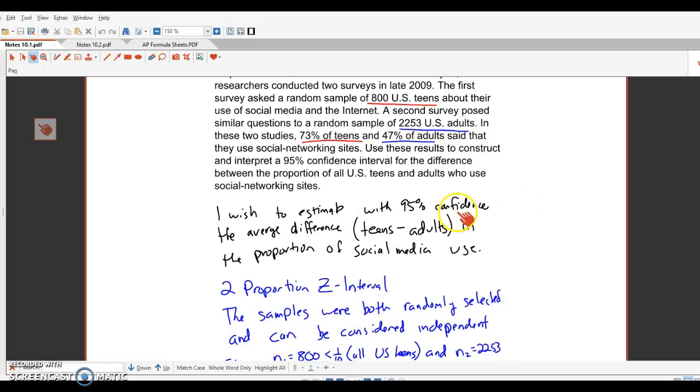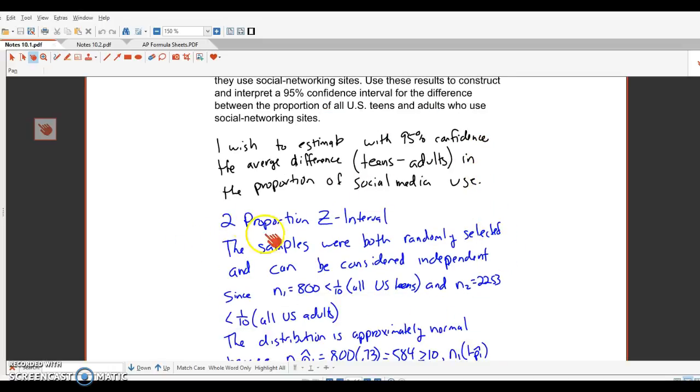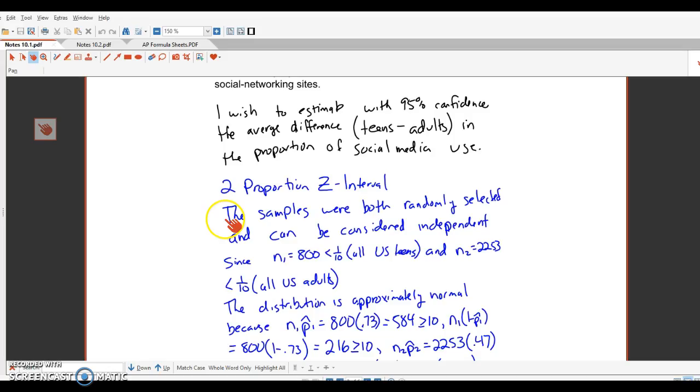So I wish to estimate with 95% confidence the difference, actually I shouldn't say average here because we're talking about proportions, so the difference in proportions of teens versus adults who use social media. This is a 2 proportion z interval, so it does matter that you specify this is a different interval than what we did in 8.2.